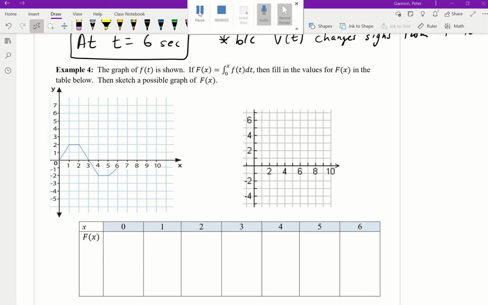Welcome to part 2 of the chapter 5 day 6 notes. We're going to pick up with example number 4. So let's take a look and see what it says.